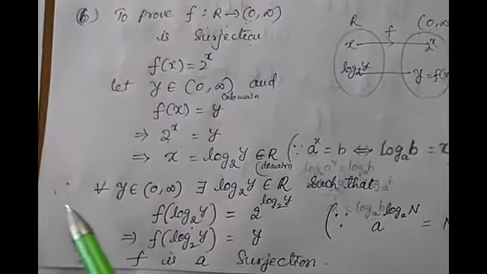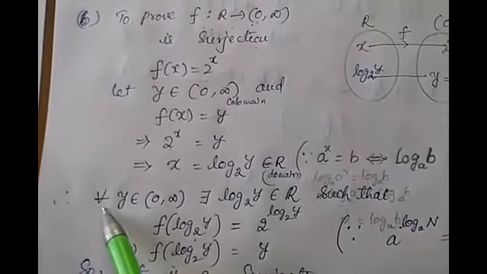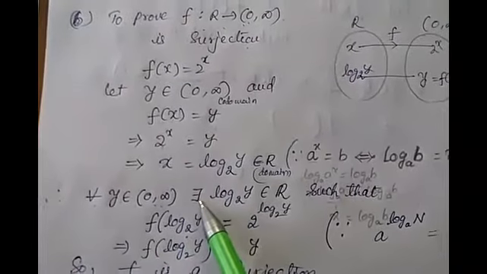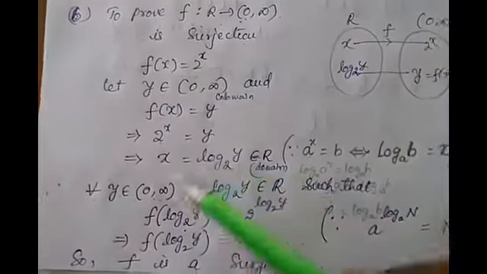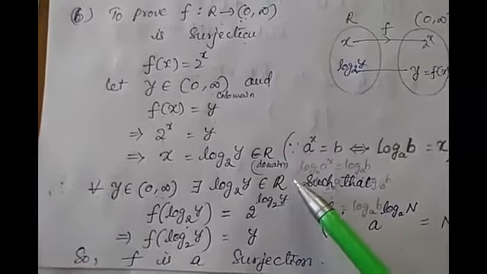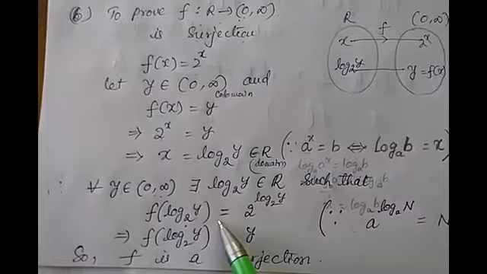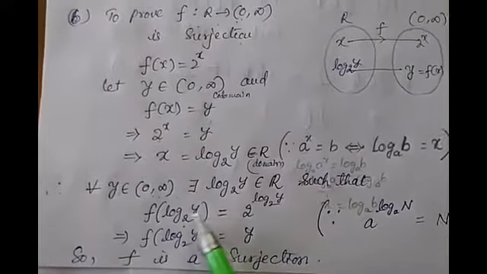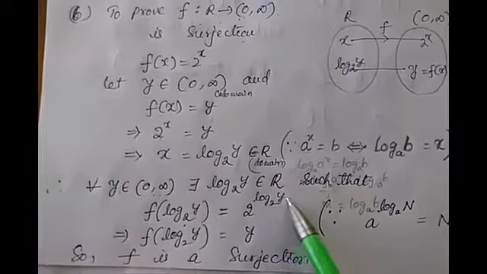Now, therefore, by the definition of surjection, we can write like this. For every y belongs to the open interval (0, infinity), there exists log y base 2 belongs to R, the domain, such that f of log y base 2 is equal to f of x is equal to 2 power x. So f of log y base 2 equal to 2 power log y base 2.